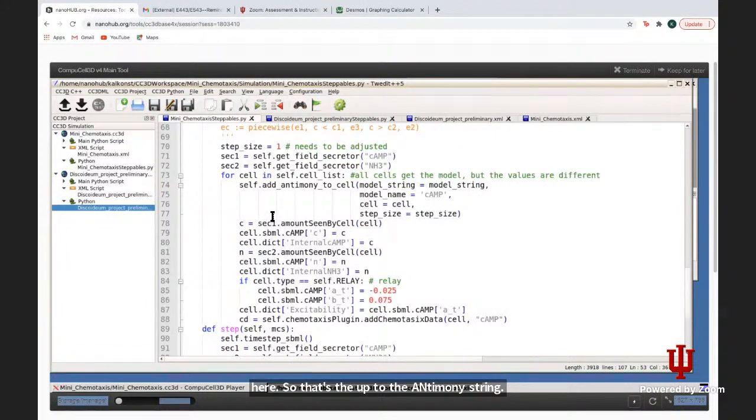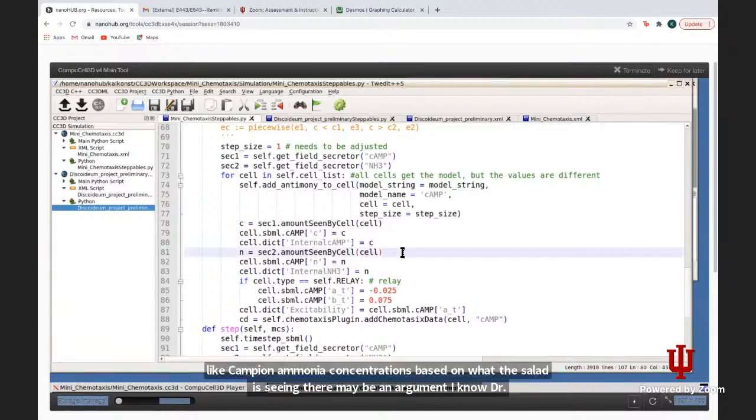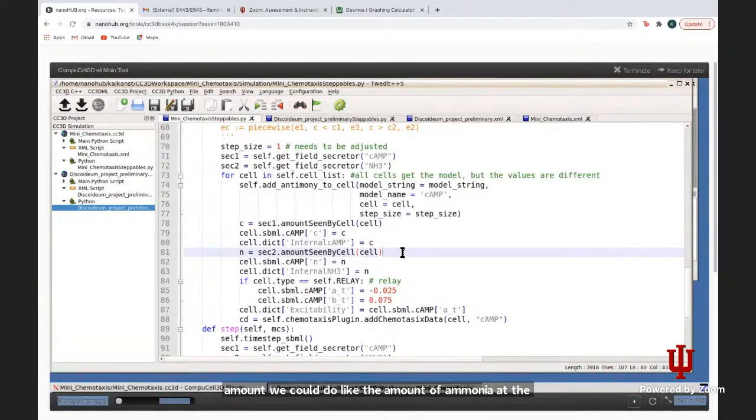So kind of the same thing as before, the Antimony model gets added to all the cells. We adjust the cyclic AMP and ammonia concentrations based on what the cell is seeing. There may be an argument, I know Dr. Zico was saying, instead of using the amount seen by the cell, we could use the amount of ammonia at the center of mass of the cell.